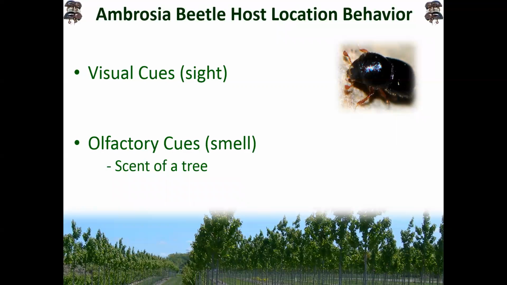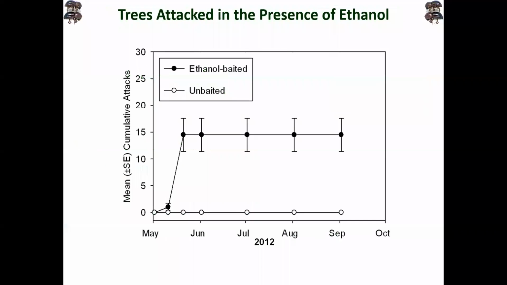Now, in terms of their host location behavior, obviously sight is going to be an important part, the visual aspect in terms of a silhouette of a tree. But olfactory cues are also important, in other words, the scent of a tree. Now, trees are attacked in the presence of ethanol, and this is an important concept to understand. So we did an experiment whereby we baited trees with ethanol and then also left trees right next to those baited trees that were unbaited.